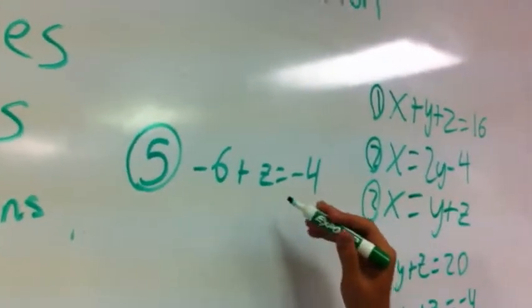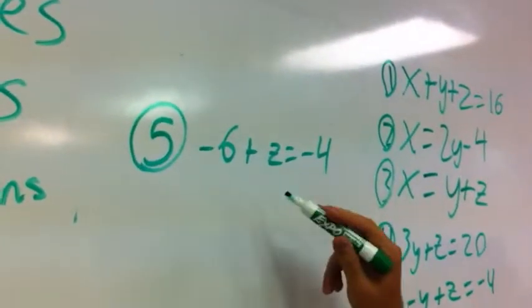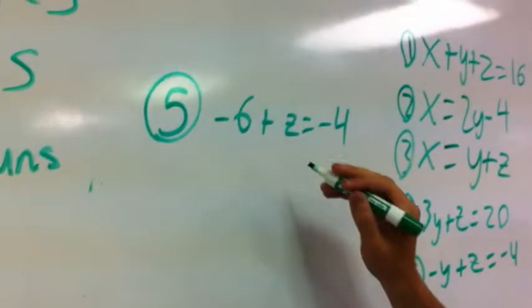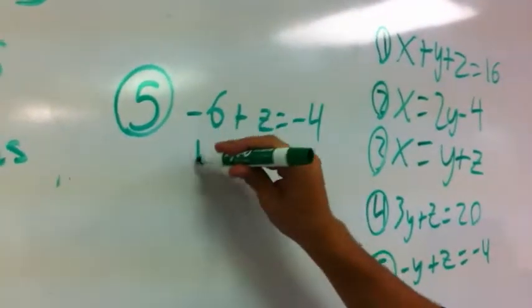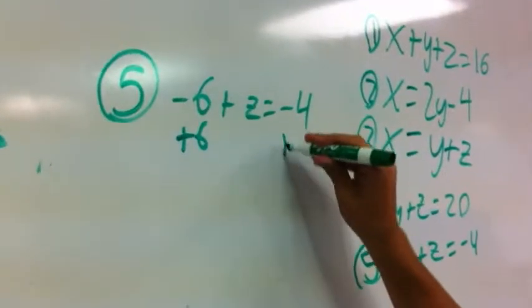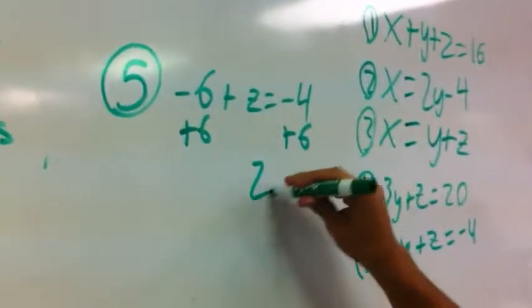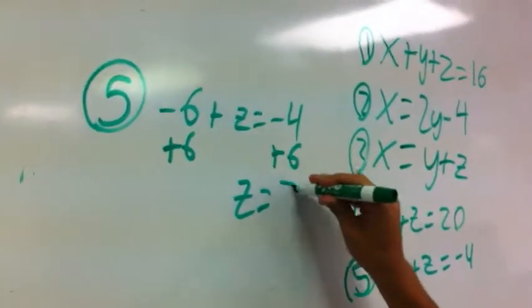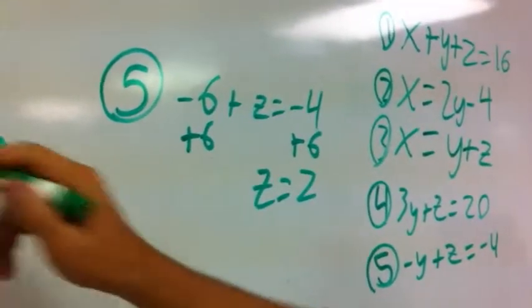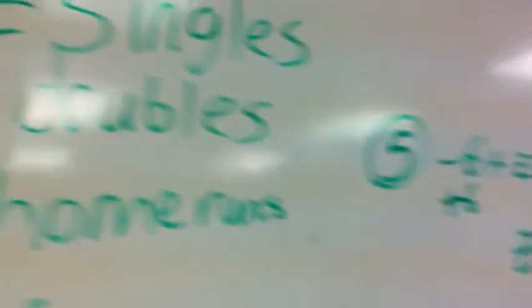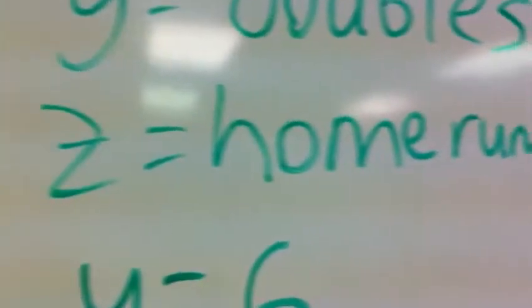Now we're going to find our next variable. Alright, so to find z, what we're going to do here is we plugged 6 in for y, so it would be negative 6 plus z equals negative 4, and then we're going to add it over here. So z is going to equal 2. So z, our home runs, equals 2, and now we're going to plug both of these in to find x.